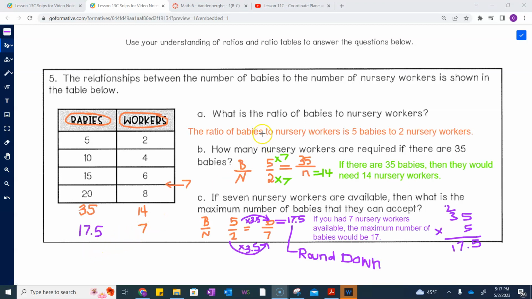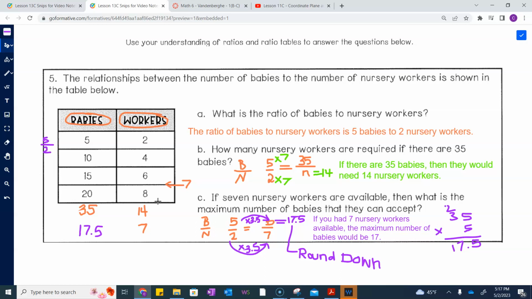Okay, so you should have figured out from the ratio of babies to nursery workers that it's 5 babies to every 2 nursery workers. All of these ratios reduce to 5 over 2. 10 over 4, divide both by 2, 15 over 6, divide by the scale factor of 3, 20 to 8, divide by that 4, and pull that 4 factor out, and you'll get a 5 to 2 ratio every time.